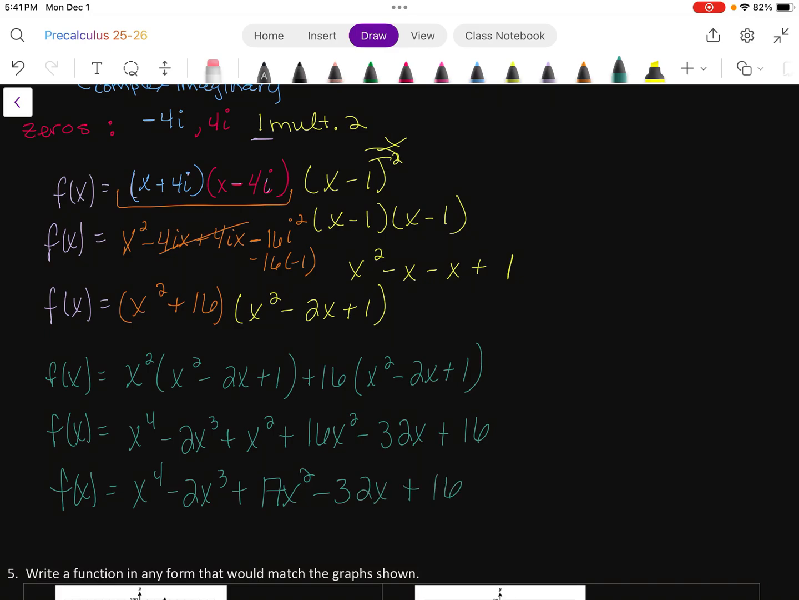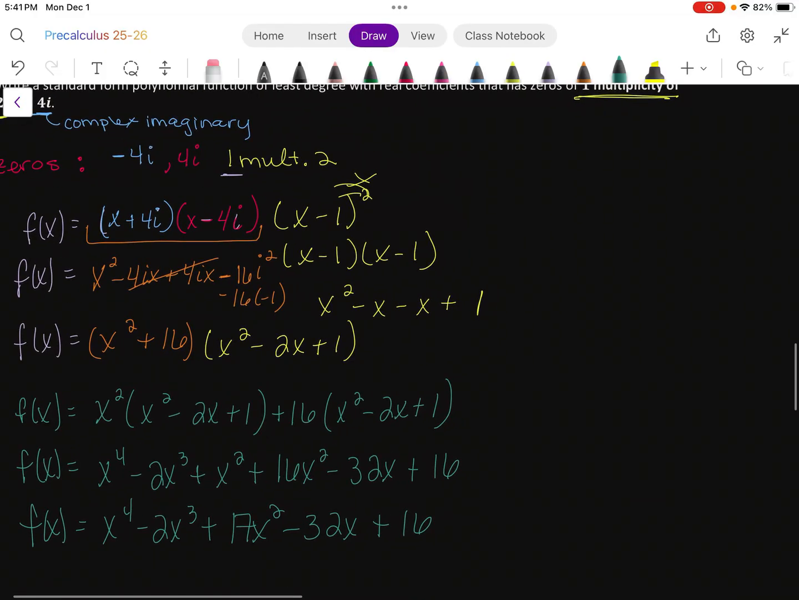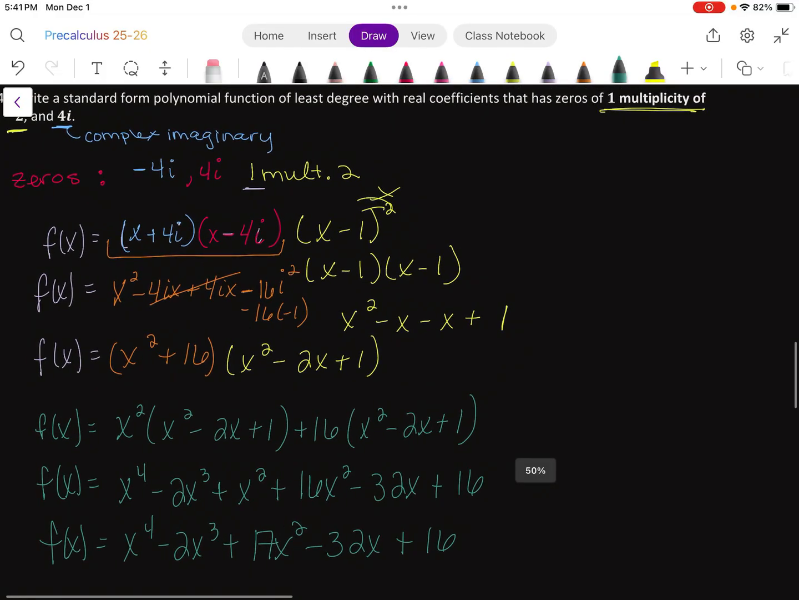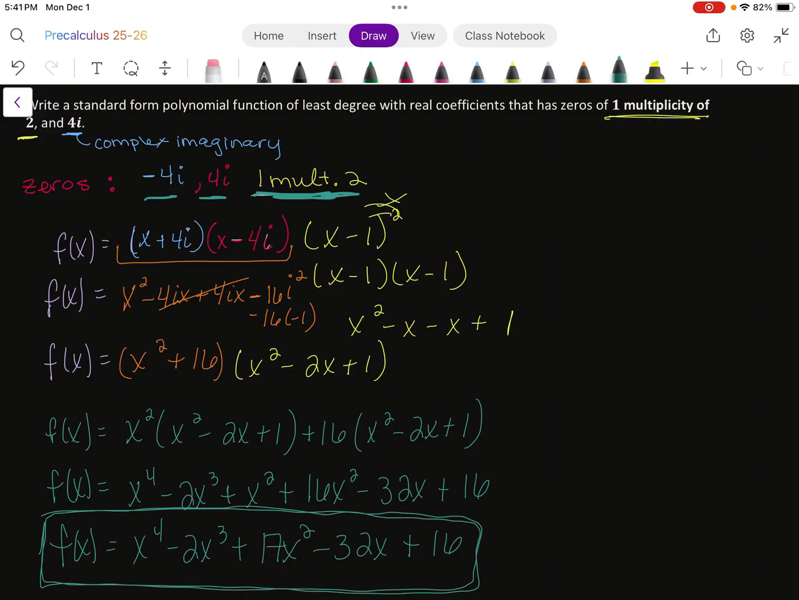Degree of 4, I was given a multiplicity of 2 counts for 2 zeros. So that's 2 zeros for this guy. And then 3, 4 zeros. And a degree of 4. All right.